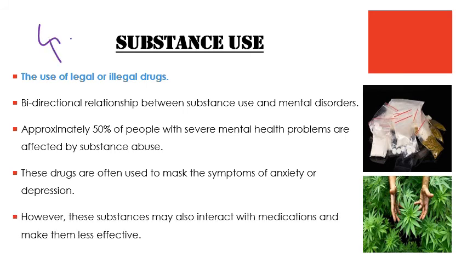Okay, and our fourth biological risk factor is substance use. Now, when we talk about substance use, we're talking about the use of legal or illegal drugs. So we're talking about things like alcohol, tobacco, prescription, non-prescription, over-the-counter drugs, marijuana, heroin, ice, etc. What research has found is that there is a bidirectional relationship between substance use and mental disorders. About 50% of people who have severe mental health disorders are affected by substance abuse.